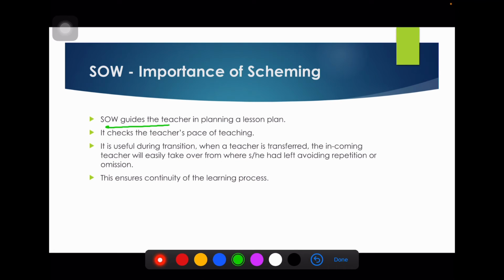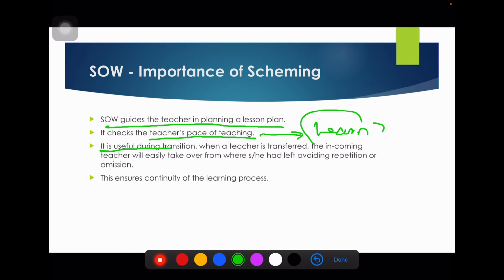Now, SOW guides teachers in planning a lesson plan. So it checks the teacher's pace of teaching, whether you are going too slow or you need to speed it up, and so on. Okay, but whatever it is, please ensure that your students learn. Because if they don't learn and you rush your syllabus, you rush your teaching, it doesn't carry weight. Okay, because your students are not learning. So make sure that your students learn.